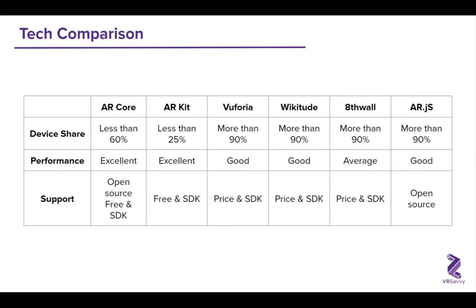And device share is a major criterion using which you can choose the tool. 8th Wall and AR.js work in almost 90% of the mobile browsers. It works on almost 100% of the phones which are available right now in all the hands. But the thing is, it will lag a little on the latest mobile phones. So based on the performance, this is a thing which I thought of addressing. This is in short about the things.